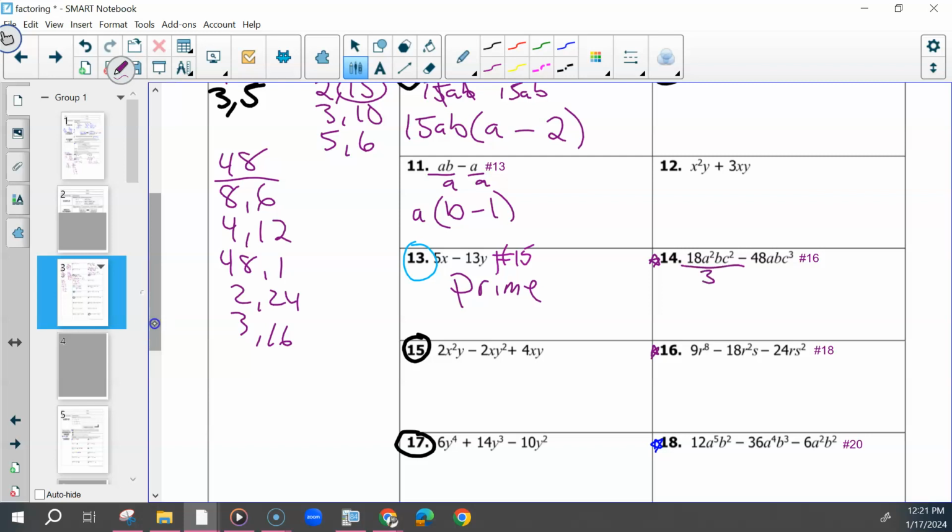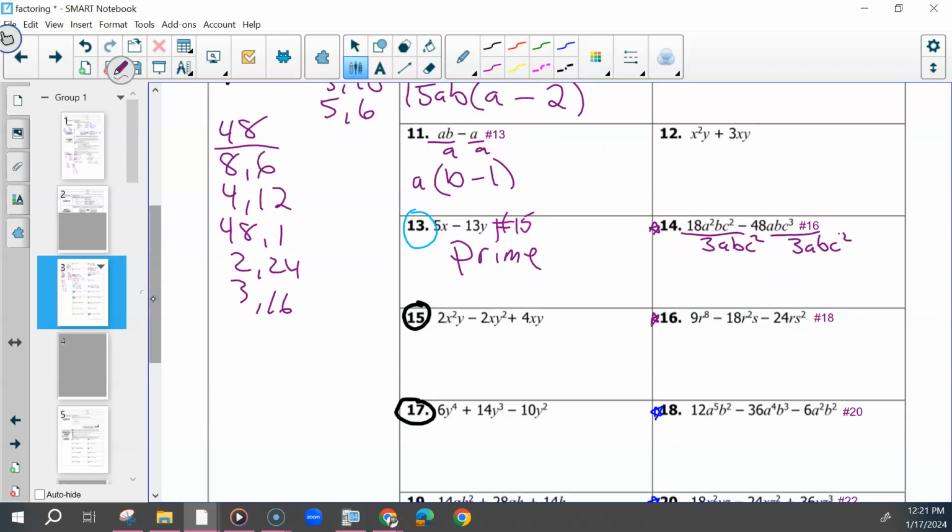For the variables, how many of each could we take out or divide out? What do they have in common? How many A's do they have in common? How many B's? How many C's? They both have 1 B, 1 A. How many C's? 2. So 3A, B, C squared. That's what we're going to divide both by.